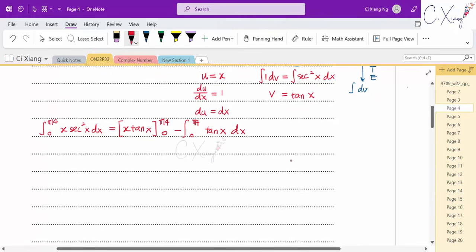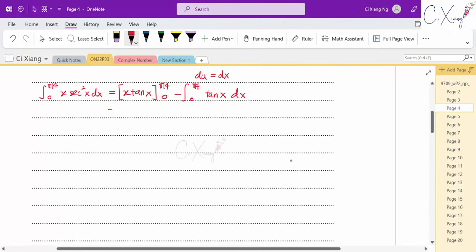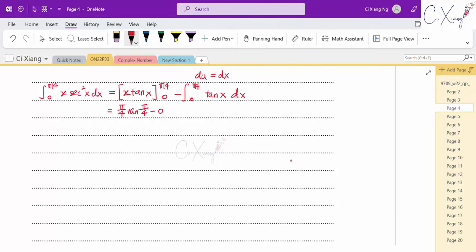Alright, and then let us continue further for this part. Substitute pi over 4 into the x. I'm having pi over 4 and then tangent pi over 4. Then minus 0, because if you substitute 0 here, the whole term becomes 0.